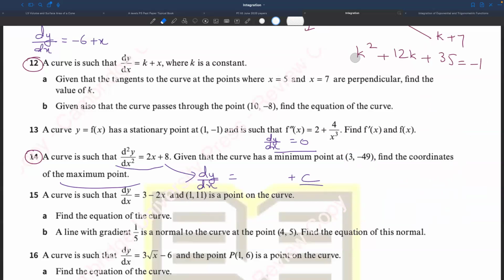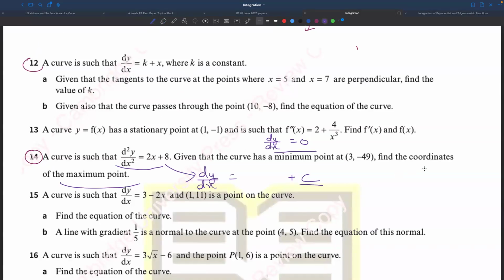But again, you will just have to do integration, not differentiate. You will use dy dx, but to find the y coordinate, because for the coordinates of the maximum point, when you try to find the coordinates, you will need the equation for that, right? And that is it. That is all you will have to do.